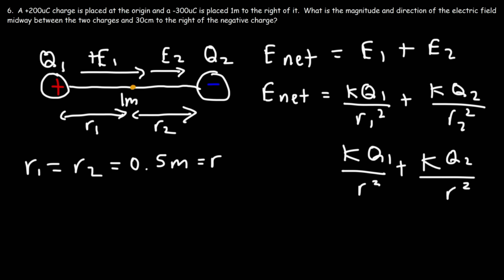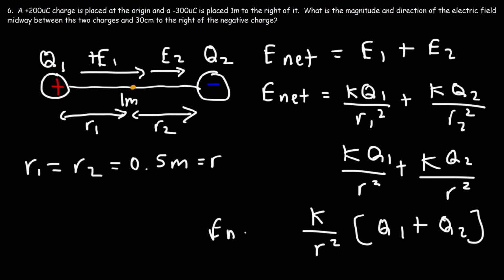So now we could simplify this equation by factoring out the GCF, the greatest common factor, which is going to be K over R squared. And then we're left with Q1 plus Q2. So this is the formula that we could use to calculate the net electric field for this particular part in the problem. Now let's go ahead and plug in the numbers.